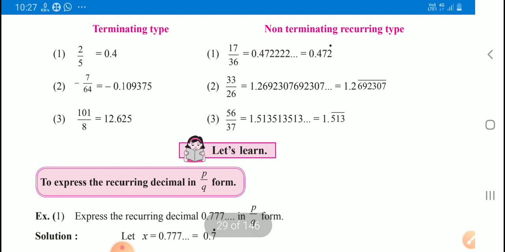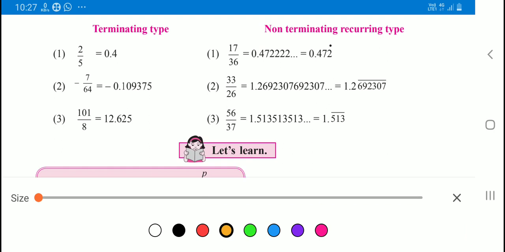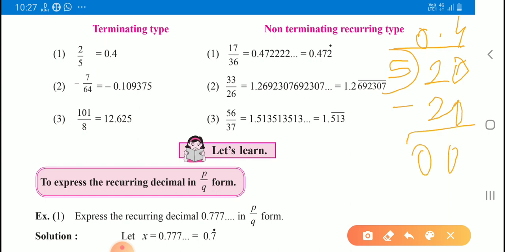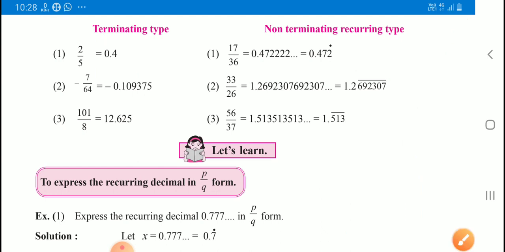If you see the first example, 2 upon 5. What are you doing? 5 is in the place of the denominator, 2 in the numerator. Now 0 point. Look how that 0.4 came. 5 fours are 20. Okay, so your answer is 0.4. Now here the process stopped. So this is which type? Terminating type. Okay, next negative 7 upon 64.